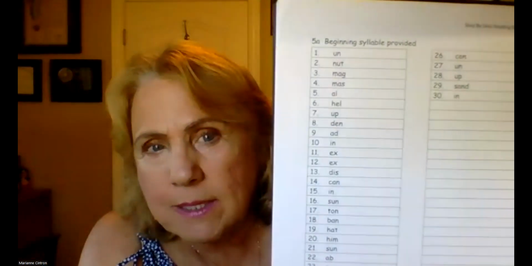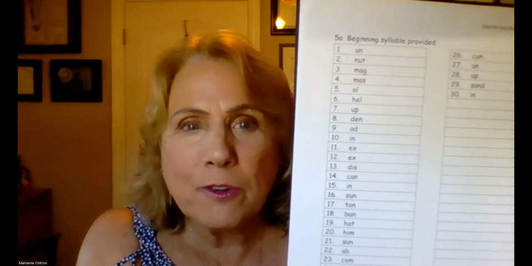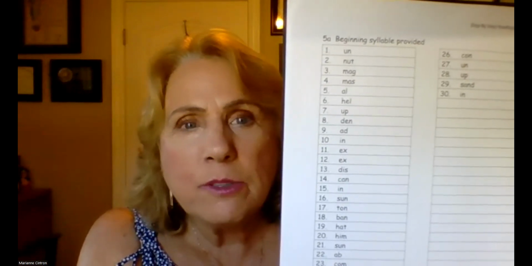There's 30 words, and you can see I give the first syllable. All they have to do is write the second syllable. And then 5B, I give the second syllable. So all they have to write is the first syllable. So I'll do one test, and then typically I'll repeat it. And then I'll do the next test, and then typically I'll repeat it.